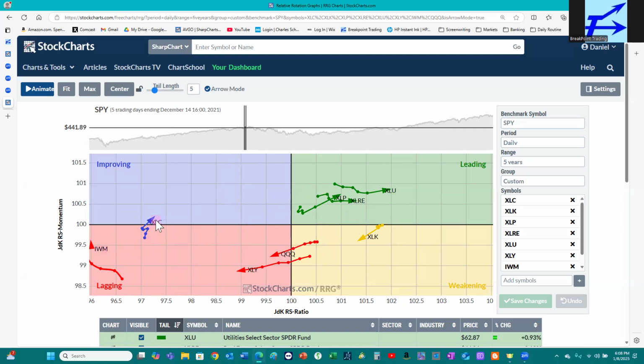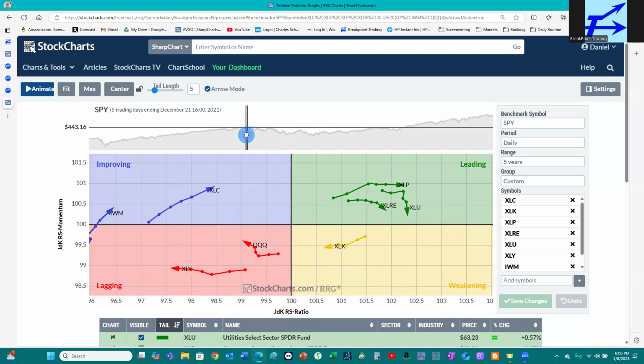Communication services still really hasn't done much anyway. Here's discretionary, there's NASDAQ, and now technology is starting to collapse as well. But everything except technology is now on the left-hand side of this vertical line, which means they are all weakening. Their relative strength is less than the S&P. So let's keep moving a little bit more.